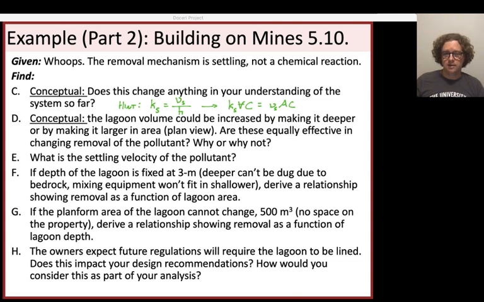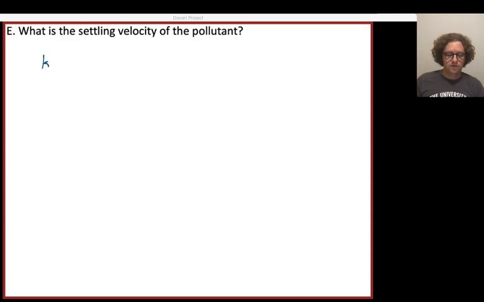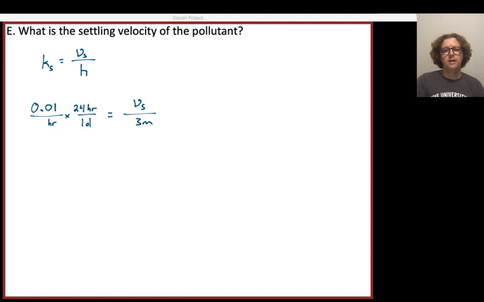What is the settling velocity of the pollutant? To solve this, we need that fundamental understanding that the settling can be described as a first order rate coefficient or as a settling velocity. So I'm going to use this equation to plug in the values I know: 0.01 per hour for the removal rate as a first order rate coefficient, converted into units of per day. Settling velocity we don't know, depth we do, and I get a settling velocity of about 0.72 meters per day. Right, so if this is left sitting in a water column for a day, it's going to settle about 72 centimeters.